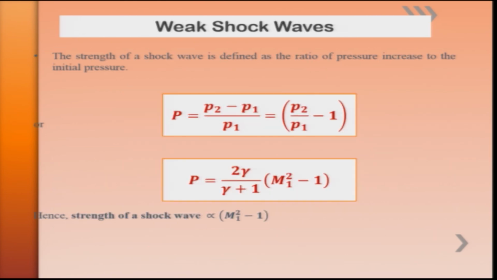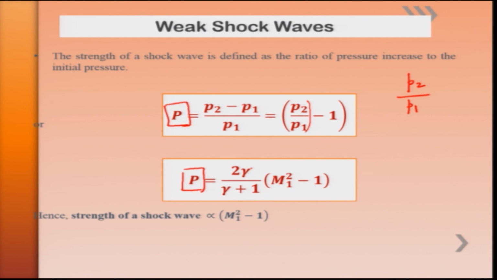Now, while deriving the static pressure ratio P2 by P1, we have defined a parameter, the strength of the shock. The strength of the shock is defined as P2 minus P1 upon P1, and since we know the static pressure ratio across a shock wave, if we introduce that here, we will find the strength of the shock wave, here denoted by capital P.